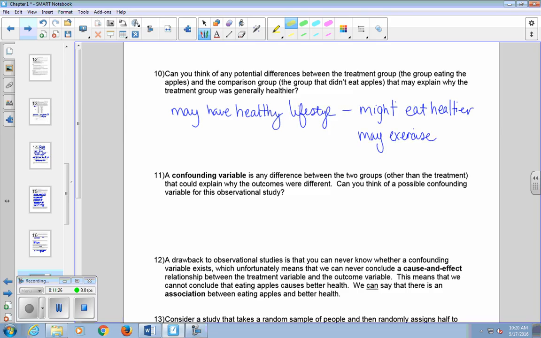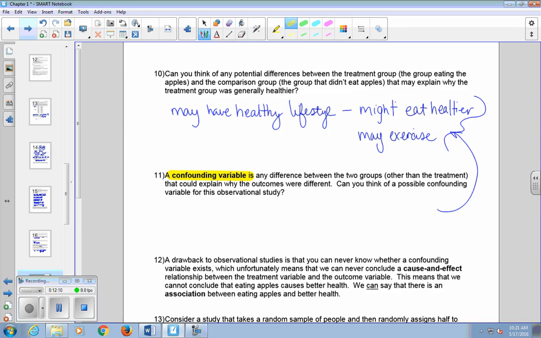So these types of variables that we're listing here are called confounding variables. A confounding variable is any difference between the two groups other than the treatment that could explain why the outcomes are different. So can you think of possible confounding variables for this study? I listed them here. People who are already choosing to eat apples may be eating healthier in general. They may be more likely to exercise, and those other variables may be what's actually causing their better health, not just eating the apple. So these are called confounding variables.